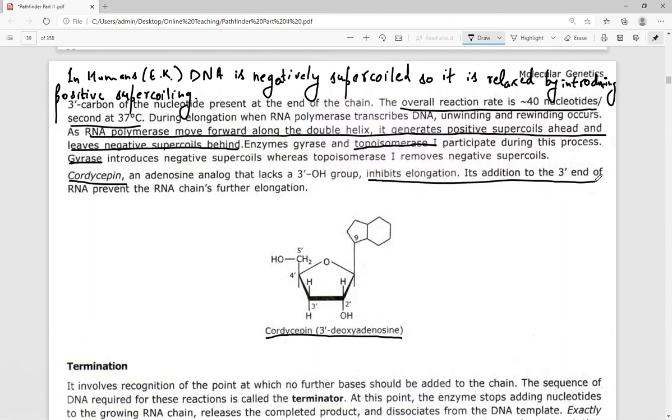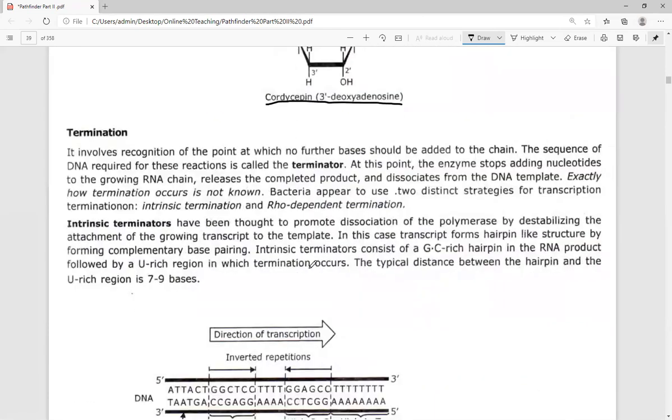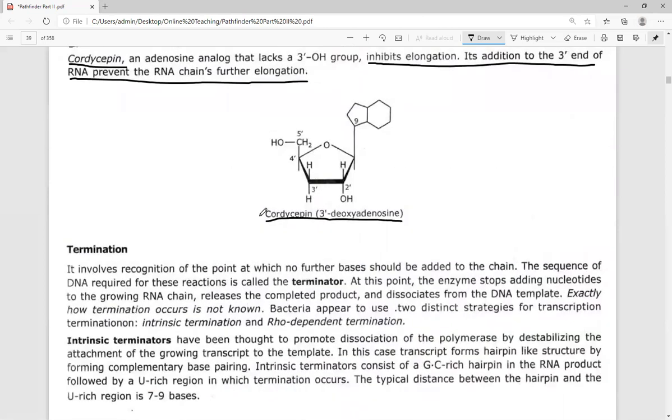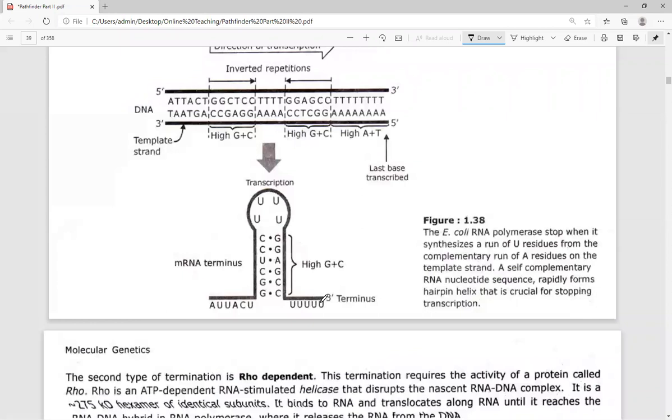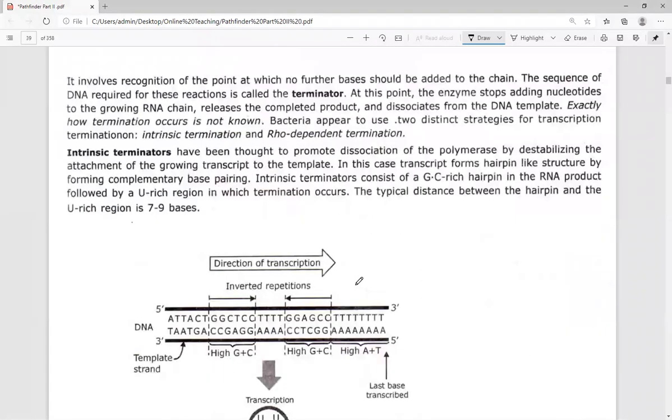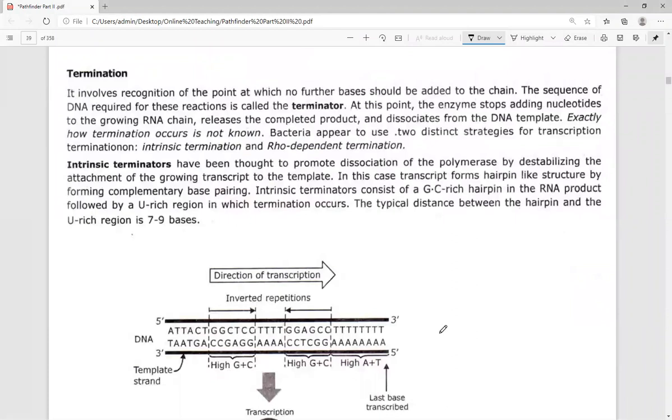In addition to the 3' end of the RNA chain, RNA is going to be further elongated, and the inhibitor for this particular reaction is cordycepin. Now, what do you mean by transcription termination? There are two different types of transcription termination. One is referred to as rho dependent, another one is referred to as rho independent. So let us look at what is rho dependent and what is intrinsic termination, what is extrinsic termination. The lecture will be a bit long. Please have some patience. We are going to finish this topic very soon. So kindly look at the termination process.